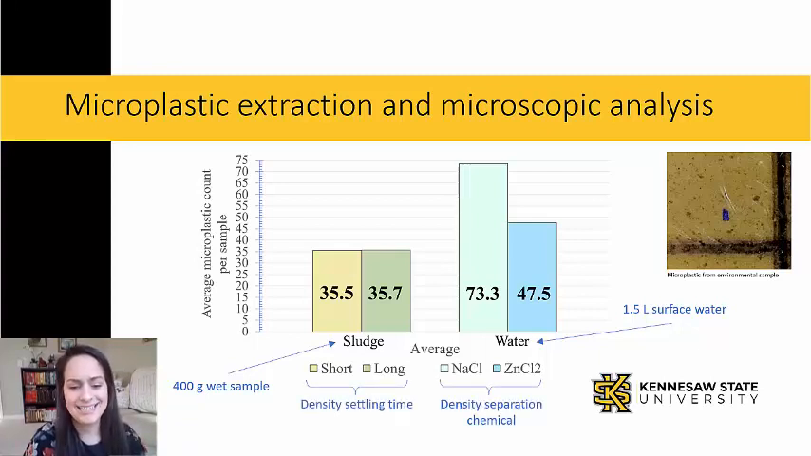We altered the density settling time. We increased the length, though it didn't show to increase the accuracy of capturing the microplastics or being able to count them. We also altered the chemical for density separation in the extraction process. The method that they recommended was salt instead of the zinc for density separation, and that also proved to show that it did have a good representation for the microplastics and was able to extract a good amount of the microplastics that we had in our samples.